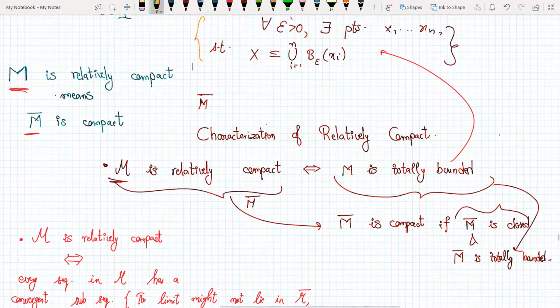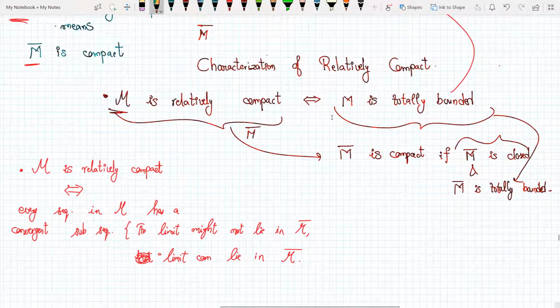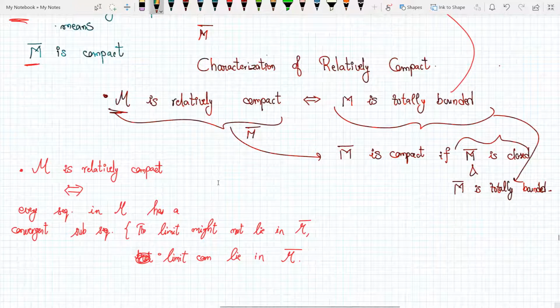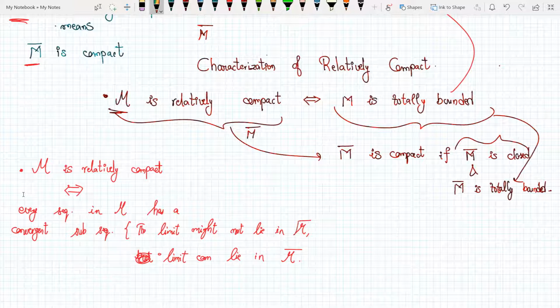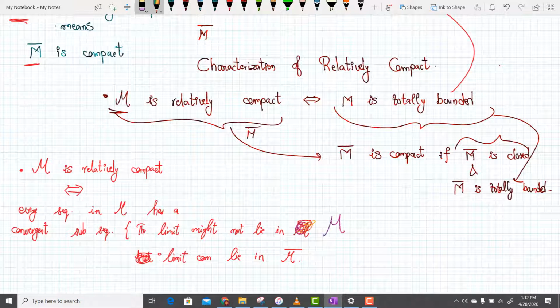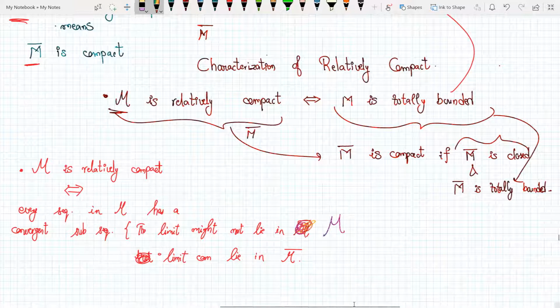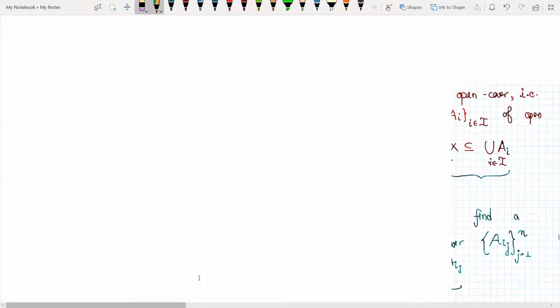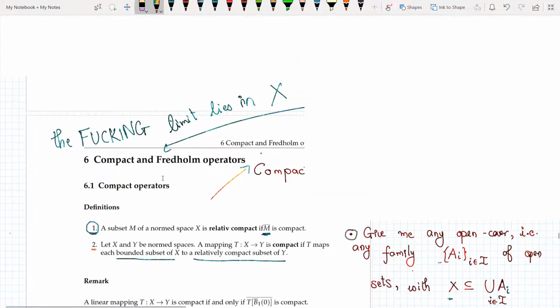And the second thing that I would like to talk about is M is relatively compact if and only if every sequence in M has a convergent subsequence. But now you have to take note that the limit might not lie in M. I'm so sorry I drew this M so dirtily. Let me draw the M again. Okay, so the limit can lie in M closure. Because in the earlier case we did that the limit must lie in X.